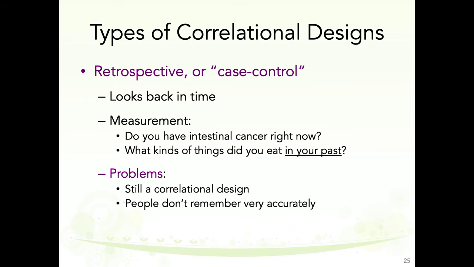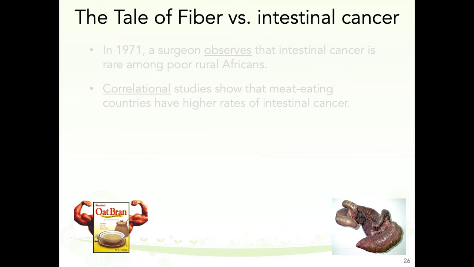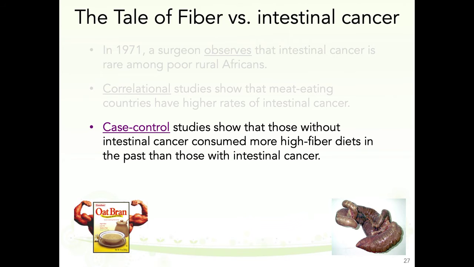Okay, so the first studies to show the link between fiber and cancer were cross-sectional, correlational studies. And then researchers started conducting these case control studies looking at the link. And what did they find? Well, in this case, case control studies showed that those without intestinal cancer consumed more high fiber diets in the past than those with intestinal cancer. So, okay, that's highly suggestive.